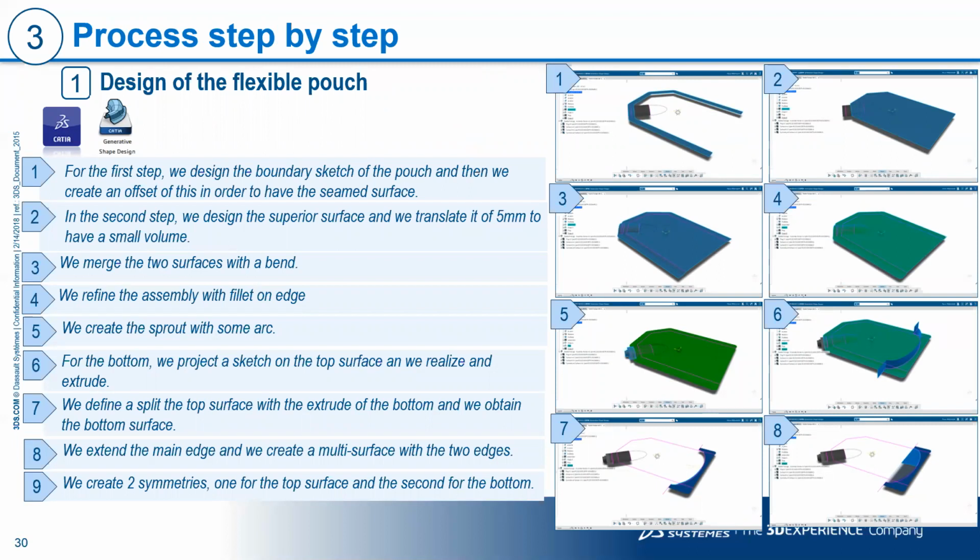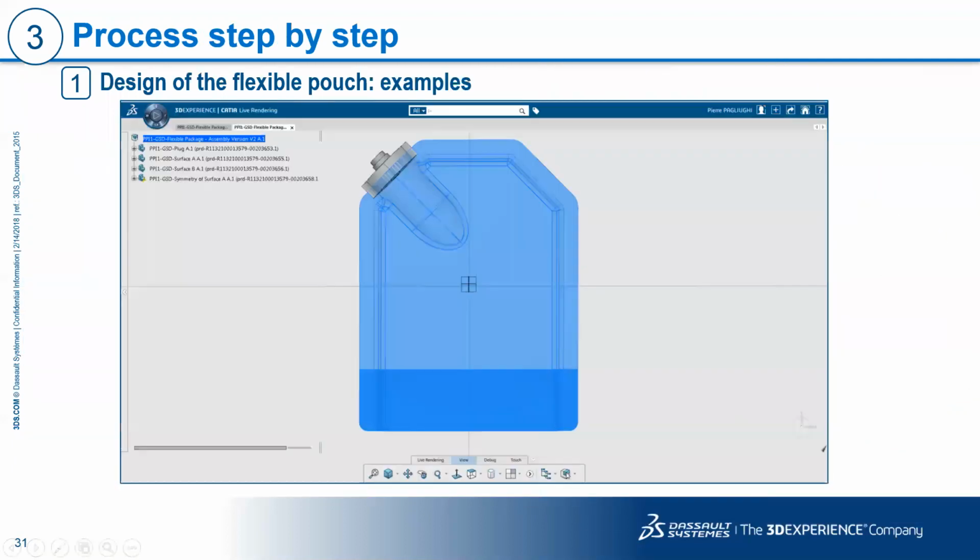So this is really the CAD part. I'm going to skim over this part a little bit since the seminar is focused more on the simulation side than on the CAD side. The idea really is that you can sketch your pouch, create offset, create two surfaces, seam together the surfaces, create your sprout, and assemble all of that. At the end of it, again, we have a video for this which will make it more clear.